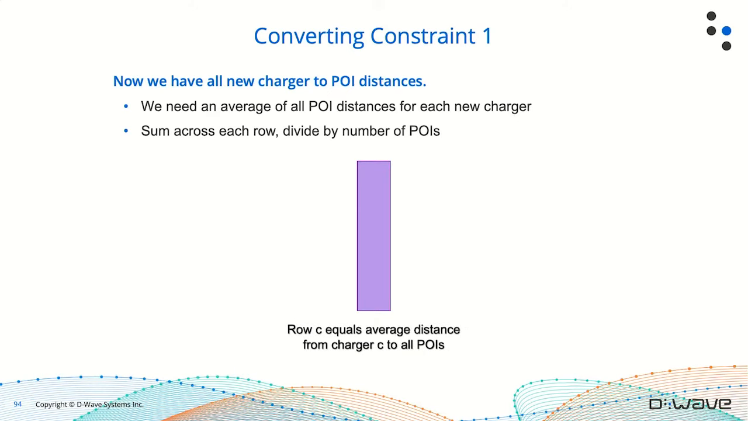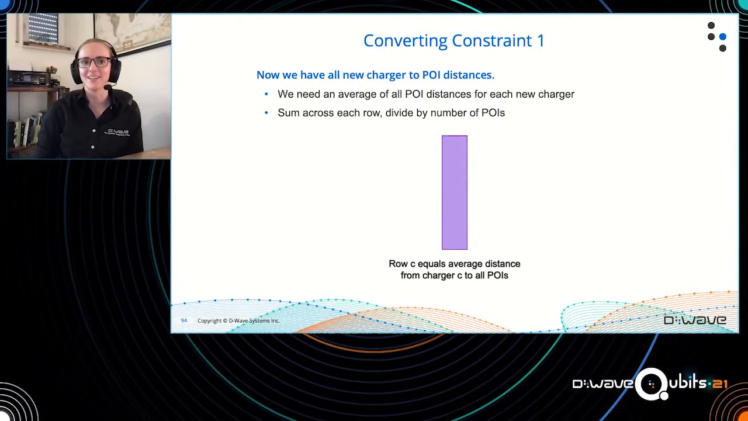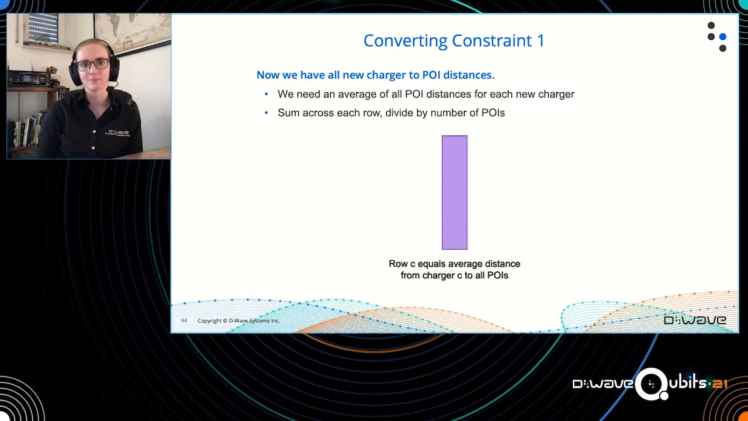So now when I do that, I'll be left with just one vector, one column, where in this column, row C is going to equal the average distance from charger C to all points of interest. And that's how I'm going to get a handle on that linear coefficient using matrix operations. Sounds like a lot of work, and it sounds way more complicated than what we did in the original code snippet, but I promise you it'll be much faster.